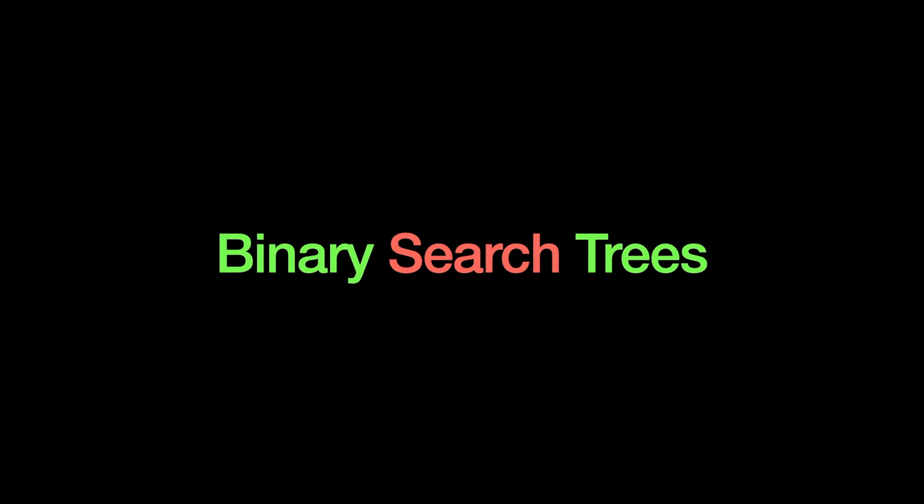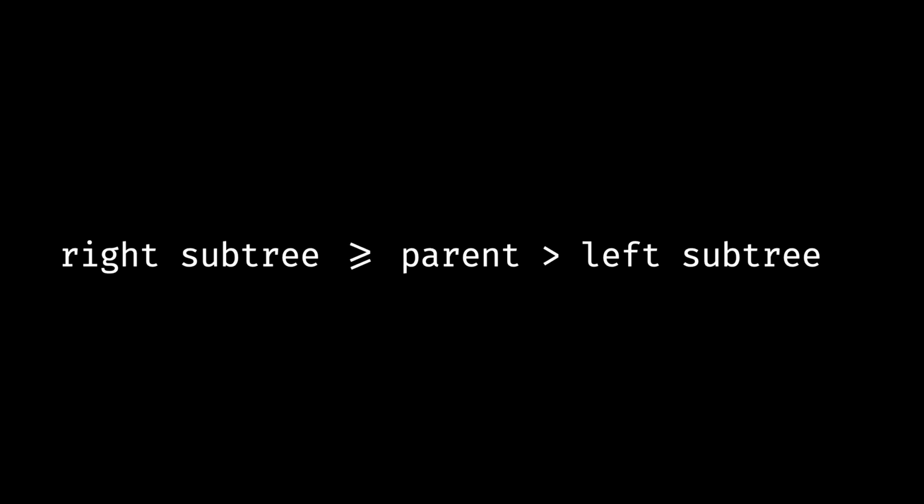A binary tree is any tree where every node can have two possible children, but a binary search tree is going to have the property that Max described for us, where the right subtree is greater than or equal to the parent, which is greater than or equal to the left subtree. So we have a nice ordering.